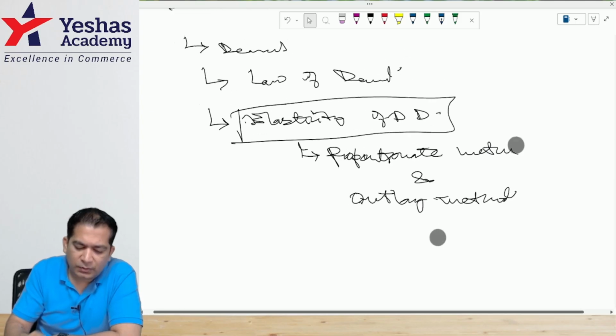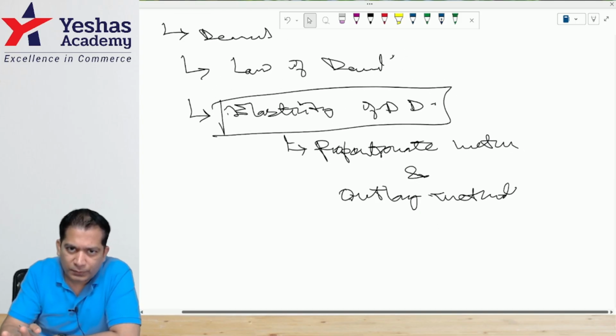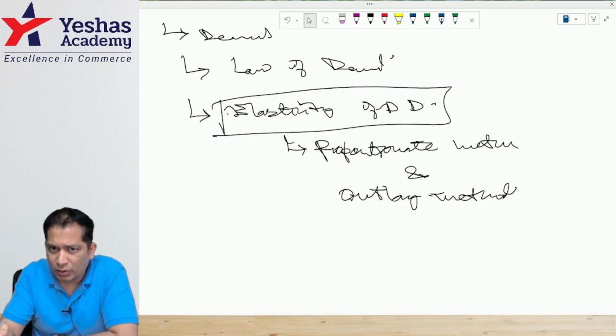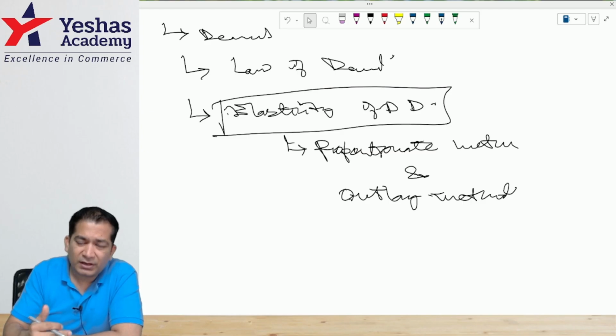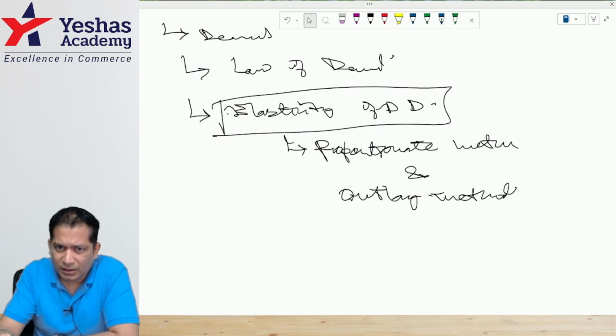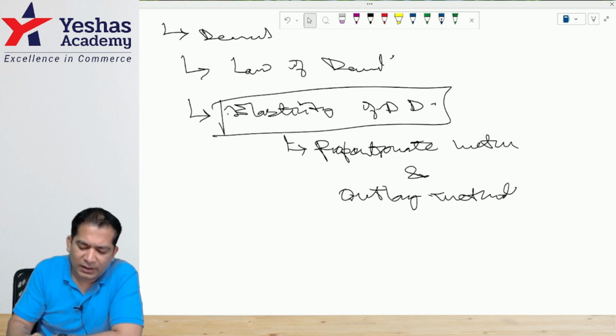So for elasticity of demand, you have to figure out where the elasticity is more, where the elasticity is less, what makes the elasticity of demand more, what makes it less, different degrees of elasticity, more than one, less than one, infinite, and in what kind of goods there are those different degrees of elasticity.